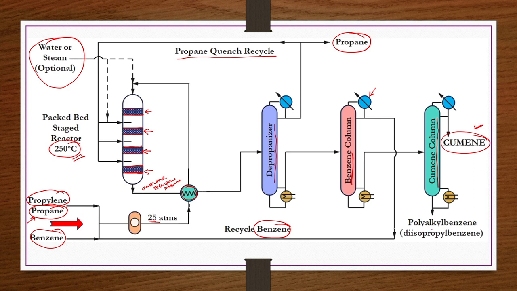Whereas from the bottom, you get the diisopropyl benzene or dicumene or polycumins as bottom products.